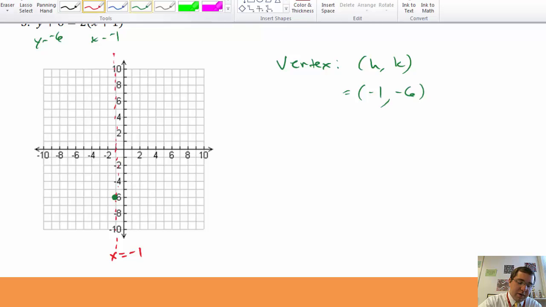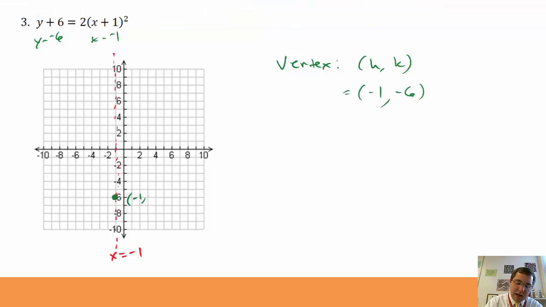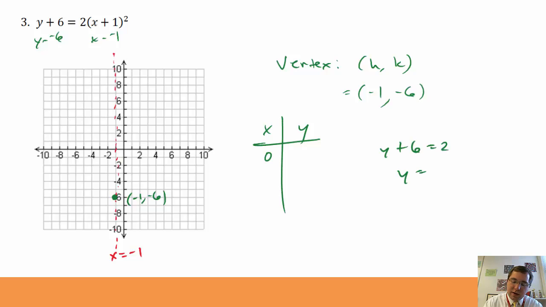And let's plot a couple of points. Label the vertex here, negative 1, negative 6. And let's plot a couple of points using symmetry. If x is 0, so 1 to the right of the vertex, 0 plus 1 is 1, 1 squared is 1. 1 times 2 is 2, so I'll have y plus 6 equals 2. Means y equals negative 4. When x is 0, y is negative 4. When x is 1 to the left of the vertex at negative 2, y will also be at negative 4. Notice this is narrower than my original parabola because I multiplied the x part by 2. The bigger that number, the more narrow it is.